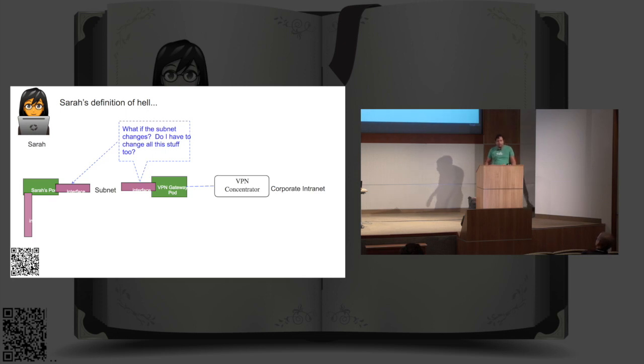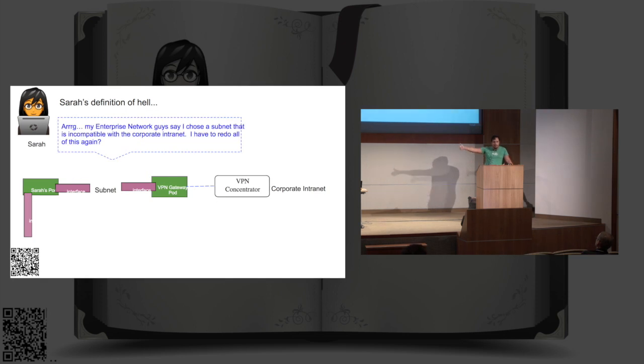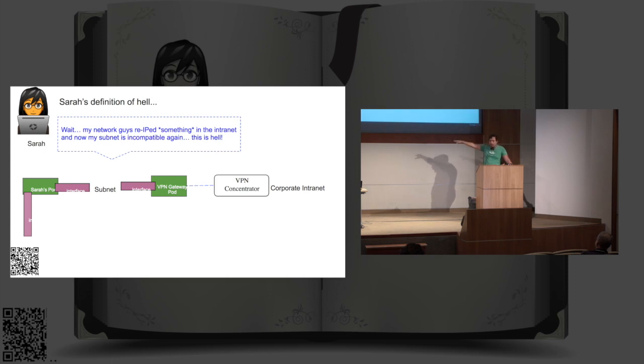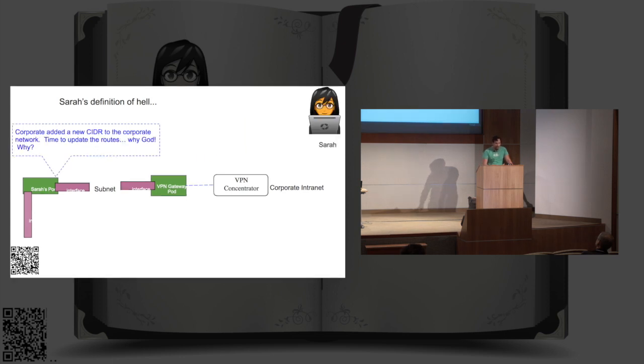Let's say that the enterprise team comes in and says, hey, the subnet you chose months ago is now incompatible with our corporate intranet. So you're going to have to change. Does that mean she has to redefine all of this again? Short answer is yes at this point. Or they decide to re-IP, same problem. Or you also have a new CIDR route that goes into the corporate networks. Time to update the routes again.